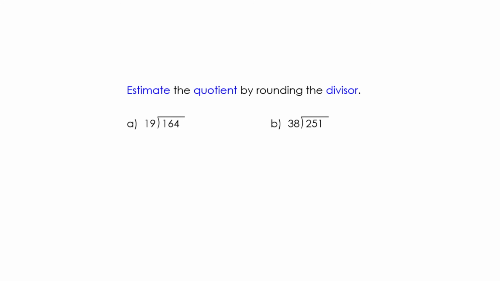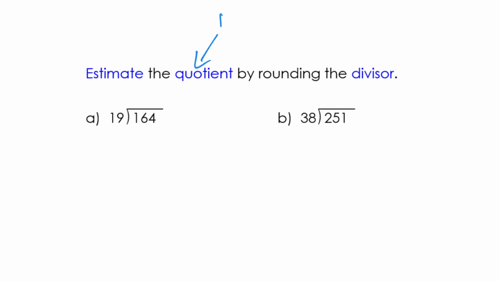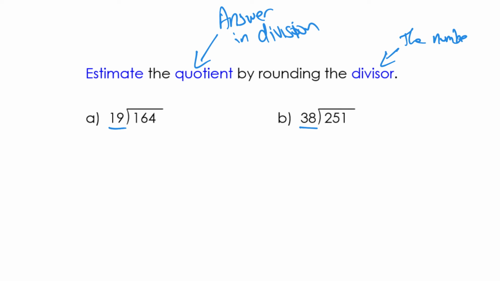Okay, so estimate the quotient by rounding the divisor. Quotient is the answer in division. The divisor is this number here, the number you divide by. So for A, 19, we're just going to estimate it as 20.